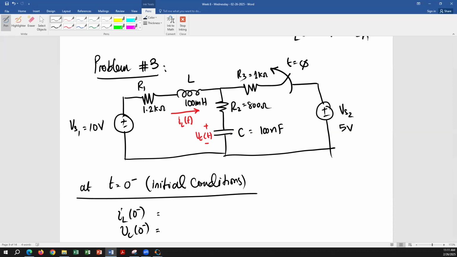Very good. Capacitor open, inductor short. So the inductor current, or IL, in this case is going to be simply Vs1 minus Vs2 divided by R1 plus R3, Ohm's law.